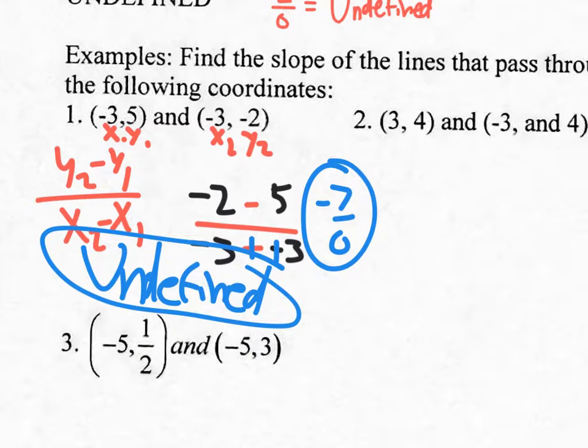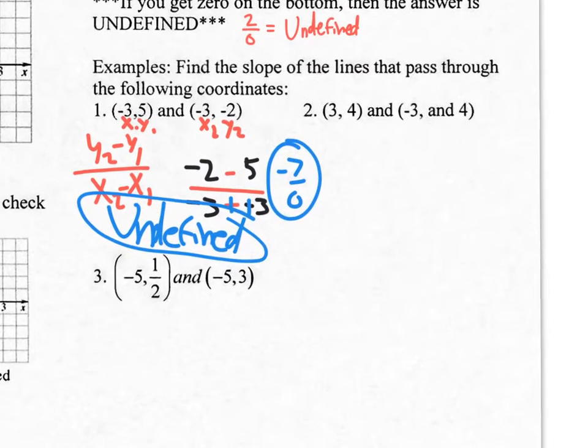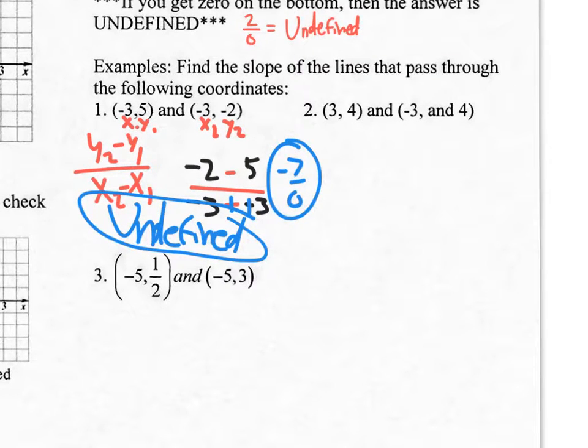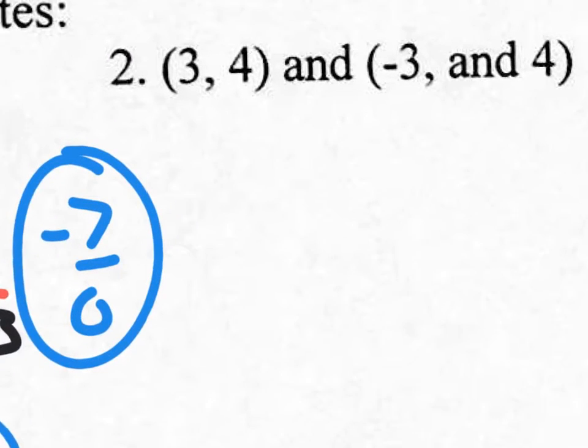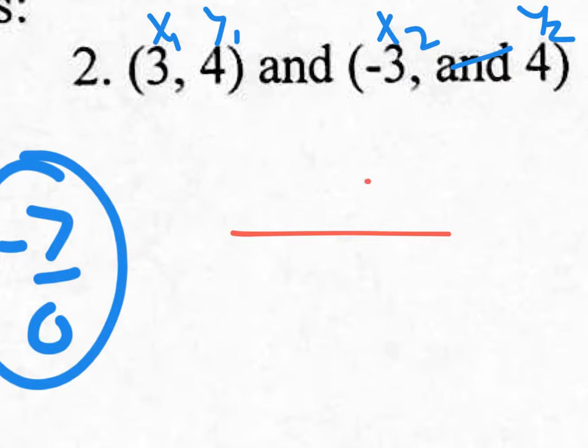Okie doke? Now, if we do this other one, number 2, running out of time here. You have x, y, x, 1, 1, 2, 2. So our slope formula, it's y2 minus y1.